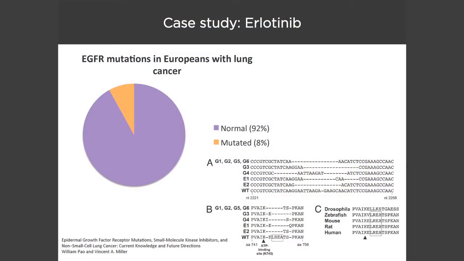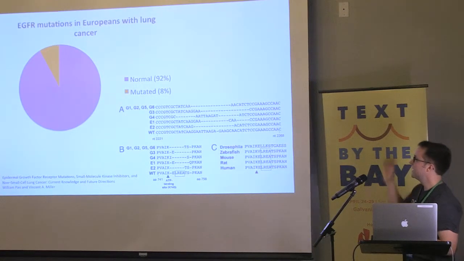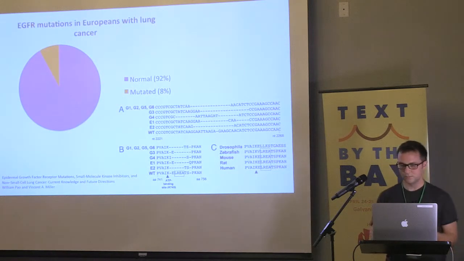So here's what EGFR mutations look like in lung cancer. They affect about 8% of Europeans. It's actually different with different racial backgrounds, interestingly. And the other 92% of lung cancer patients are completely normal in this gene.